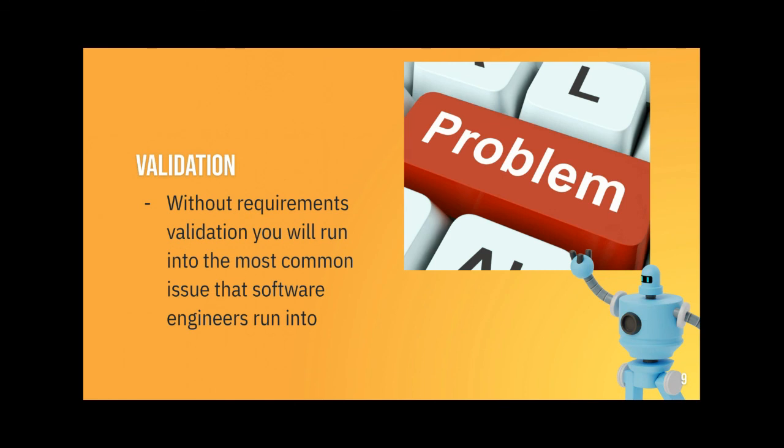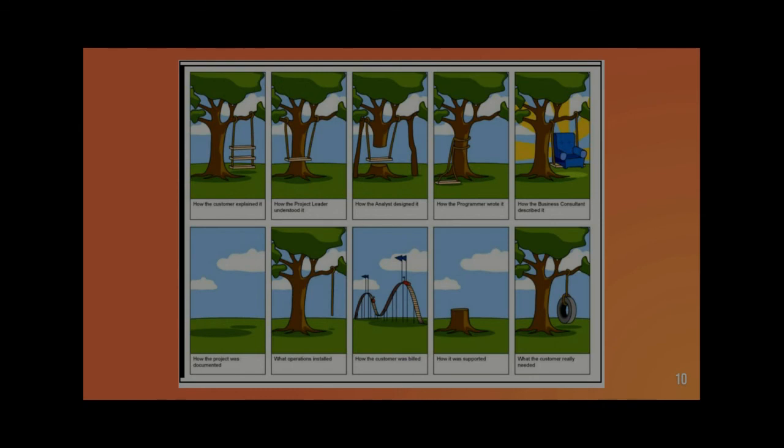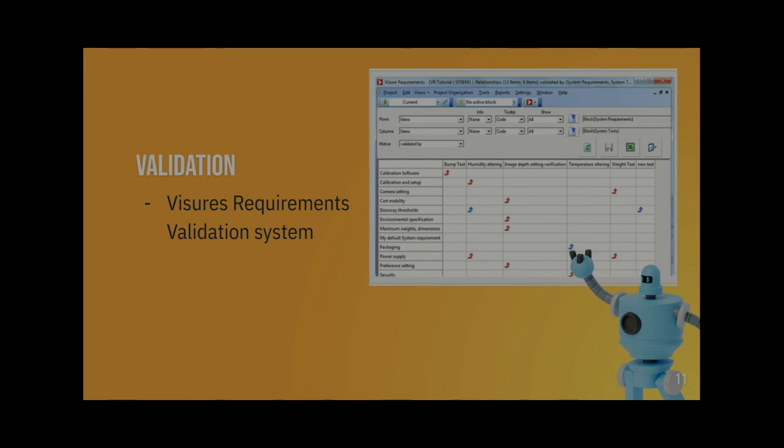So without requirements validation, you run into the most common issue that software engineers run into, which is something we discussed in the first presentation in class, which is this. Everybody sees the program differently. You have how the customer explained it, how the analyst designed it, how the programmer wrote it, what the customer really needed. Without the validation, you're going to wind up with something different from what was desired. And Visure's requirement validation functions make it easy to make sure that the requirements line up with what is expected from the shareholders.